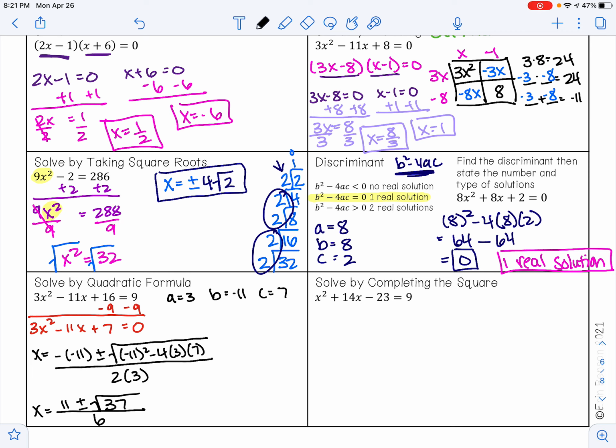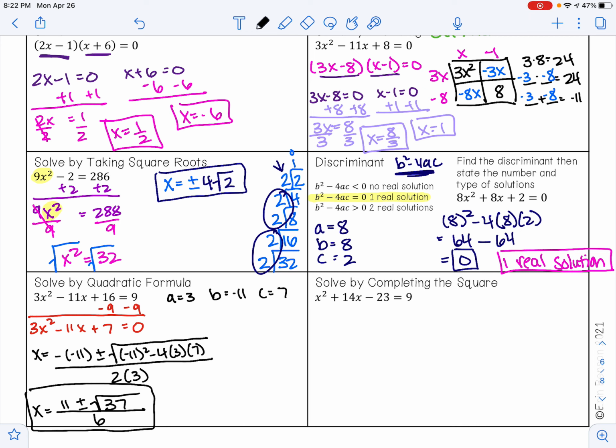So my next step is to check to see if the square root of 37 is a perfect square, and it is not. So I could go ahead and do birthday cake for that. But 37 is a prime number, so I know that there aren't going to be any pairs. So I don't have any like terms. The square root doesn't simplify, and so then that means that this is our answer. We have two solutions for this problem. 11 plus the square root of 37 over 6 and 11 minus the square root of 37 over 6.